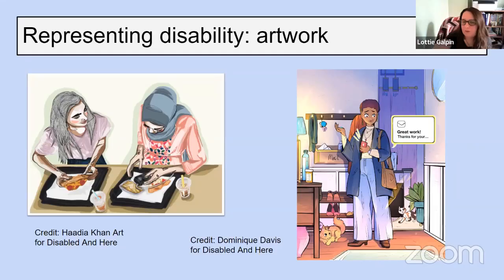If you're a teacher, you might want to think about drawing some of these yourselves based on real life images. Or you can also look for photo banks like Disabled and Here, which are good for that kind of thing.